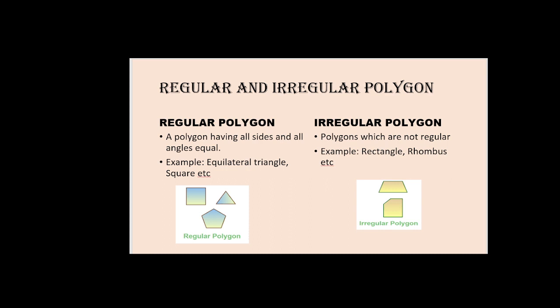In isosceles, only two sides are equal. In scalene, all sides are different in length. So, equilateral triangle is a regular polygon. Why? Because all sides and all angles are equal, but isosceles and scalene triangles are polygons but irregular polygons. There are many more examples of regular and irregular polygons. Here I have written two examples: equilateral triangle and square are regular polygons, and rectangle and rhombus are irregular polygons.